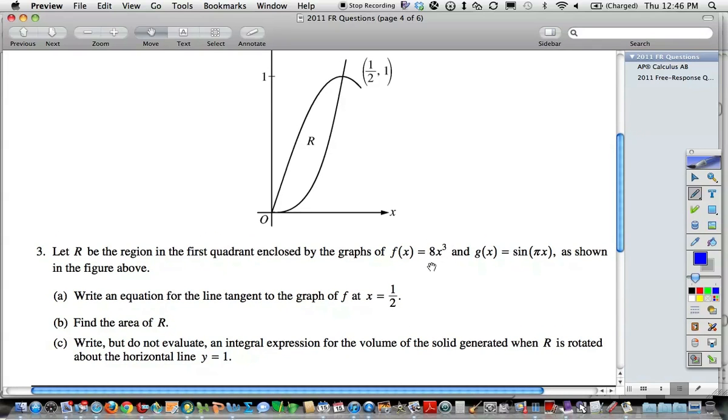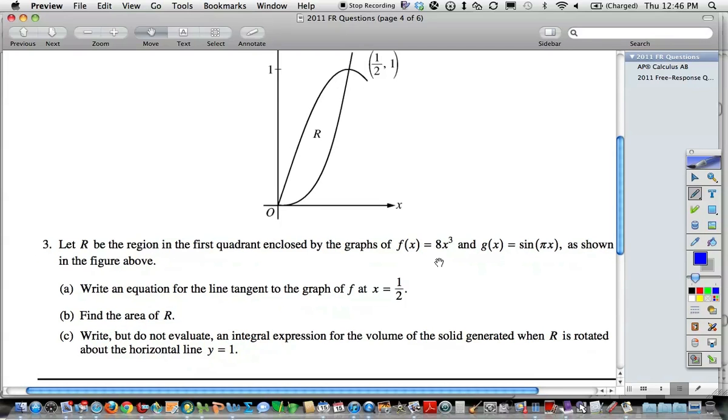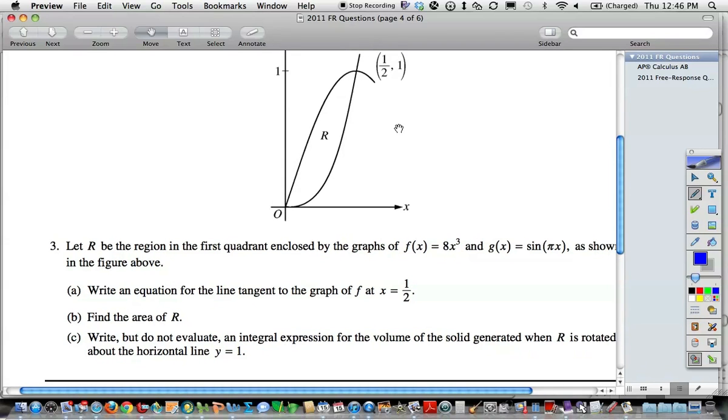What's the derivative of that? 24x squared. Plug in a 1/2. You get what? 6. So there's your slope. 6 is a slope. Write the equation of the tangent line. Right? Put in the slope, put in the point, and you got it. Well, that's easy. Geez, we're going to ace this thing.